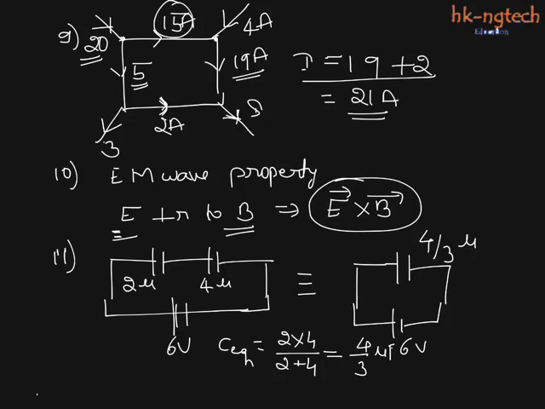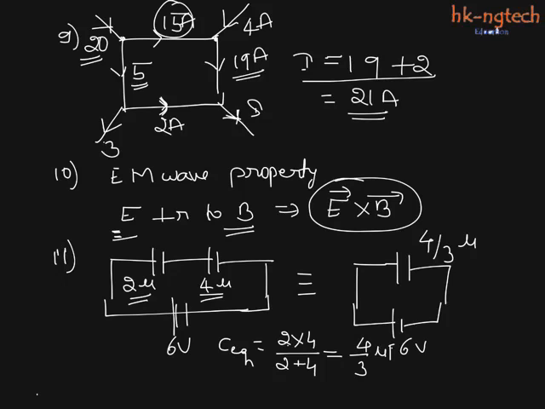Go for the next question, the 11th one. A system of two capacitors of capacitance 2 microfarad and 4 microfarad is connected in series across a potential difference of 6 volt. The electric charge and energy stored in the system is an easy problem. Try to find the equivalent capacitance of 2 microfarad and 4 microfarad. That will give you 2 into 4 divided by 2 plus 4, which is 4 by 3 microfarad.